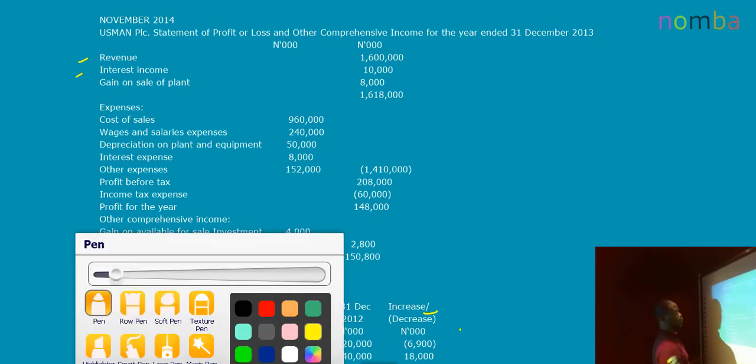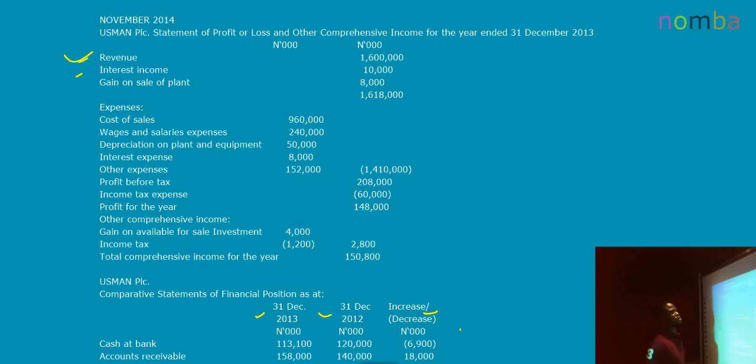So the first item we have here is revenue. And as given in the statement of profit or loss, our revenue is 1,600,000. What we need in the statement of cash flows will be the cash that was actually received from customers. And looking at revenue, we need to ask ourselves, is there a portion of this 1,600,000 that has not been received?